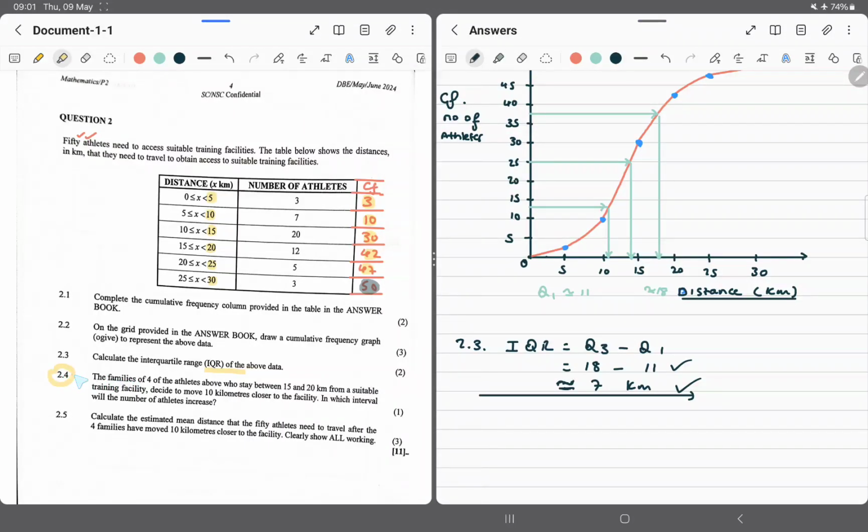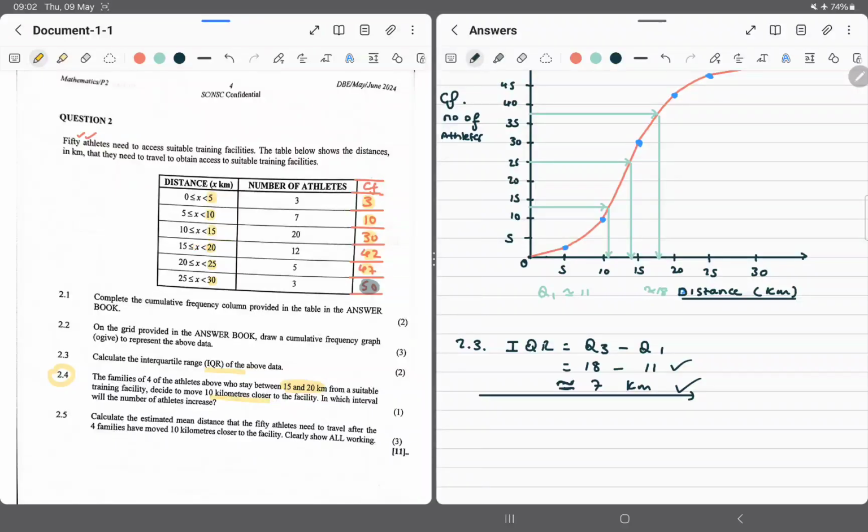Now, we are told here that the families of 4 of the athletes above who stayed between 15 and 20 kilometers from a suitable training facility decide to move 10 kilometers closer to the facility. In which interval will the number of athletes increase? So obviously, where did they belong? Between 20 and 15 kilometers.